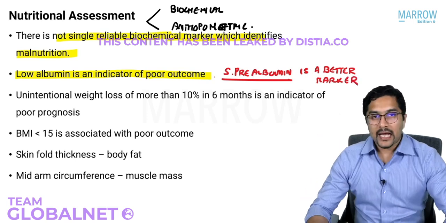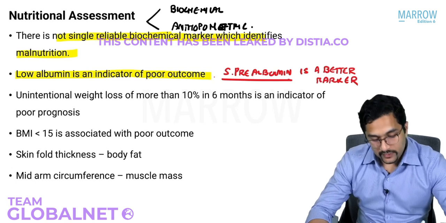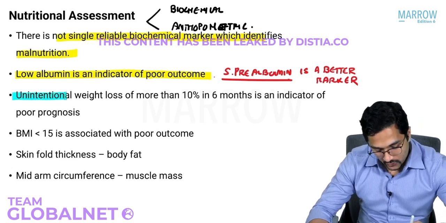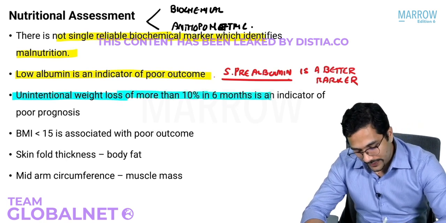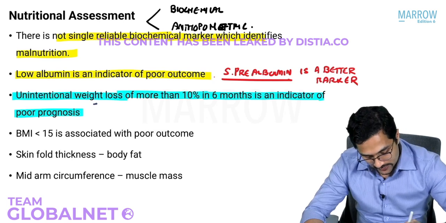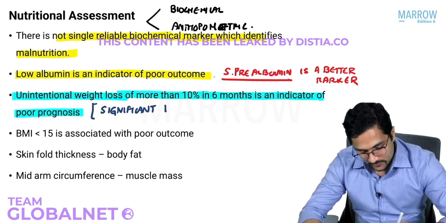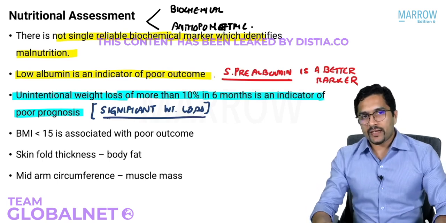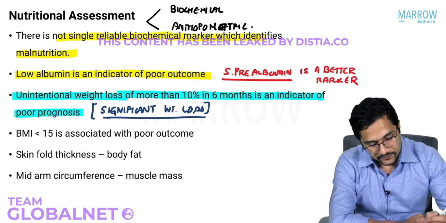Than serum albumin. A very important definition here is the definition of significant weight loss. Significant weight loss is unintentional weight loss of more than 10% in 6 months, and that is a sign of poor prognosis. This definition is not only asked in MCQ exams, but it is also asked frequently in the Viva. So significant weight loss is unintentional weight loss of more than 10% in 6 months.